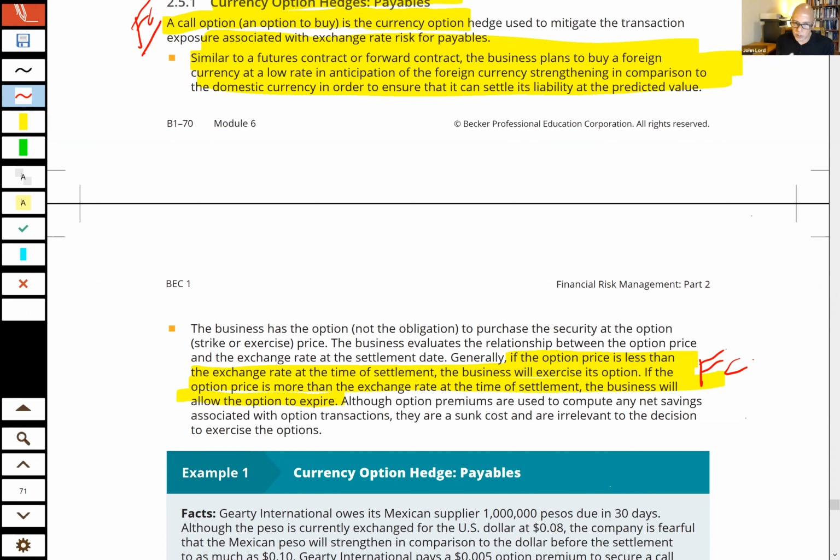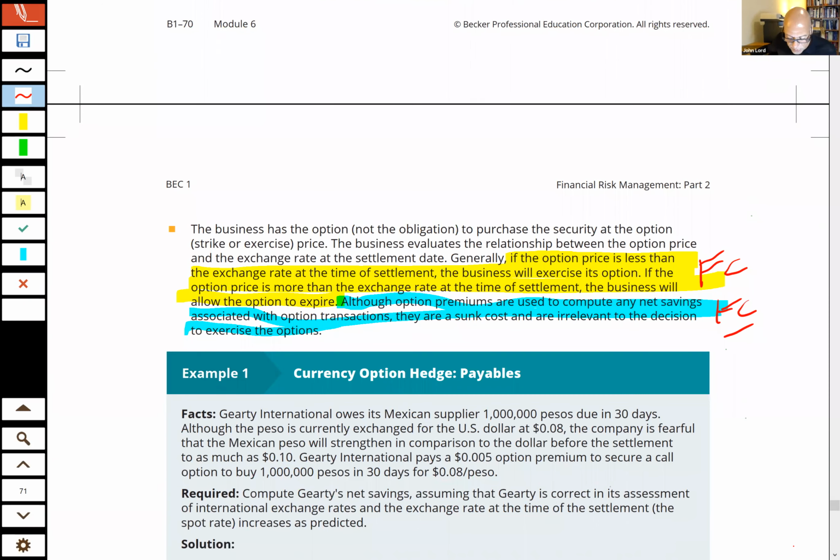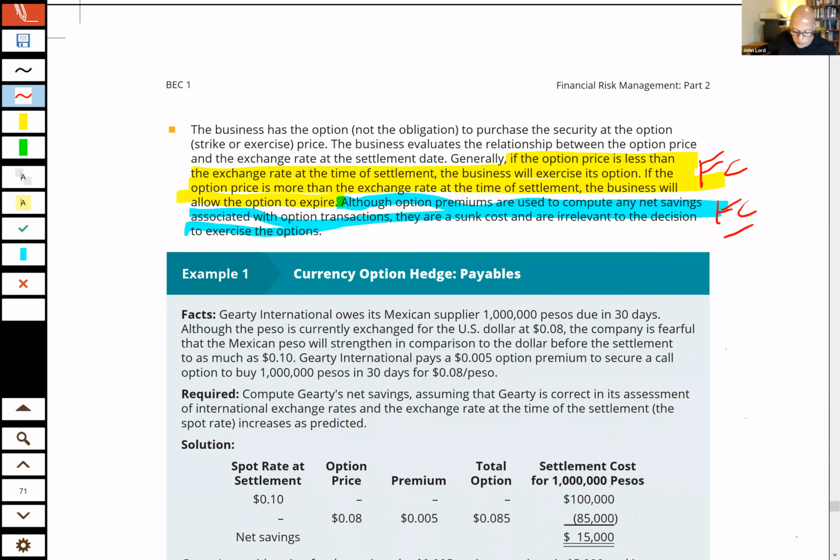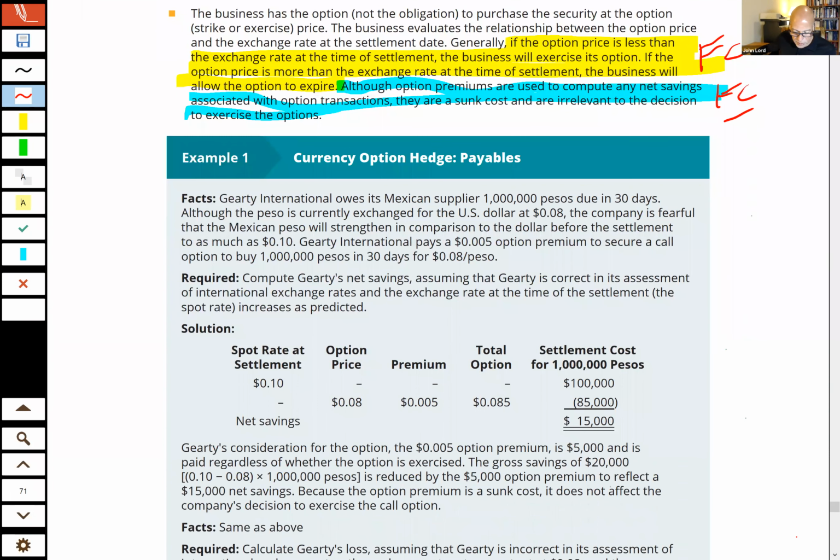They just have that option, and they either exercise the option or they let it expire depending on how things move. Although the option premiums are used to compute any net savings, they are sunk costs and irrelevant to the decision to exercise the option. So you don't consider that in your decision to exercise the option. It is part of the net savings, but you don't consider it when you're deciding to exercise the option.